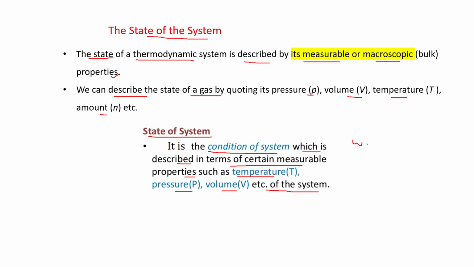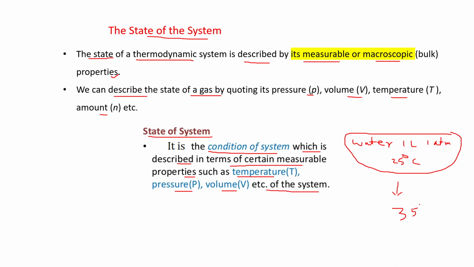Take one example. If we consider water, and if we are taking its 1 liter at 1 atmospheric pressure, and suppose its temperature is 25 degrees Celsius, now this is considered as a state of the system of water. And this state of the system can be changed. Now, if in this case we change the temperature from 25 degrees Celsius to 35 degrees Celsius and keep the remaining things constant, then we can say we have reached another state of the system. Is it clear?